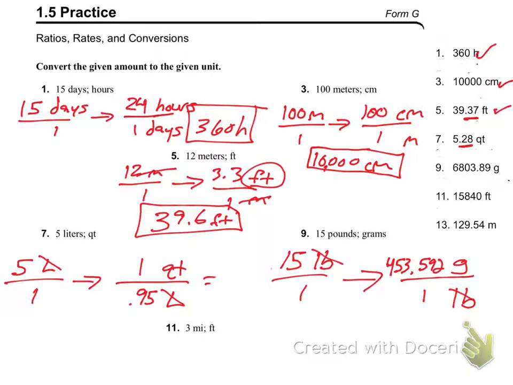Okay, so I'm going to multiply across. These are going to cancel out, so it'll be 15 times 453.592, and I'll get 6803.88. Mr. Clutter got a slightly different answer. That's all right. It's close enough. So I have 6803.88, and that's going to be grams.